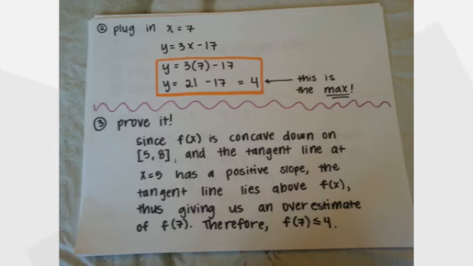Now we're going to plug in x equals 7 to the tangent line equation. We get that y equals 4. That's good, because that's the answer we were supposed to get. Now it's time to prove it.